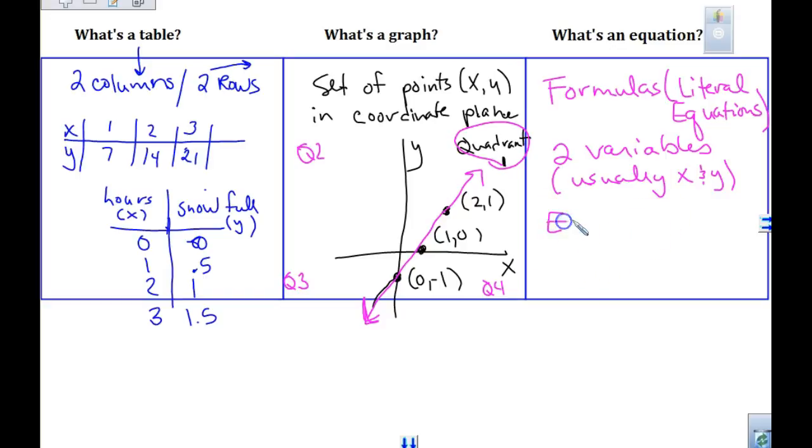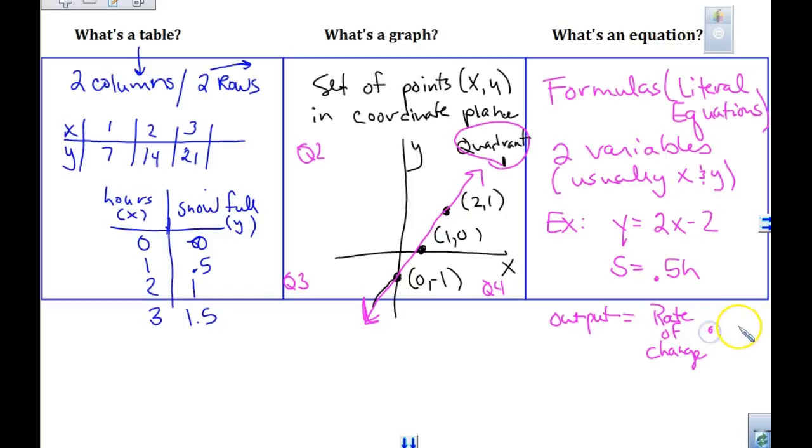So, an example of an equation that you might see might be something like y = 2x - 2. It might be s = 0.5h. They might give you something like the output is equal to, please make sure you're writing these with me, the rate of change times the input. And so these are all different ways that we'll look at tables, graphs, and equations as we do our unit. Okay?